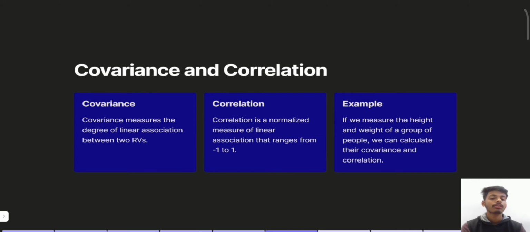What is covariance and correlation? Covariance measures the degree of linear association between two random variables, whereas correlation is a normalized measure of linear association that ranges from -1 to 1. So remember, the correlation of X and Y will always range between -1 and 1. Example: if we measure the height and weight of a group of people, we can calculate their covariance and correlation.